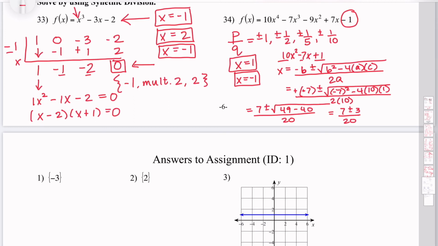All over 20. So if we add first, 7 plus 3 is 10, and 10 divided by 20 is 10 over 20, which is 1/2. So one answer is that x is equal to 1/2. The other answer is if we subtract. 7 minus 3 is 4. We get 4 over 20. Divide top and bottom by 4, and we get 1/5. So x equals positive 1/5. We have 4 answers and can be written like this: 1, negative 1, 1/2, and 1/5.